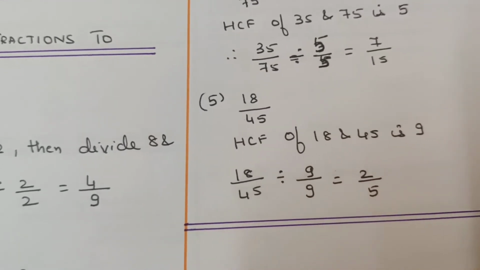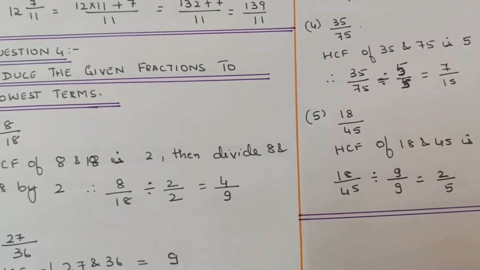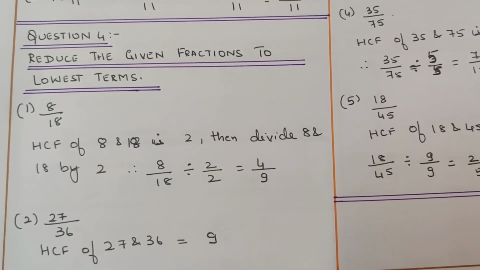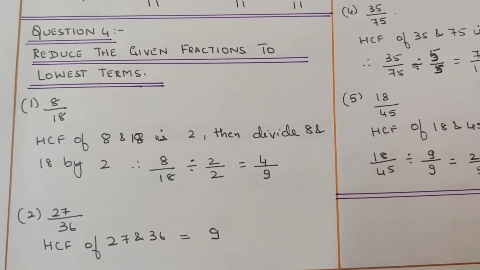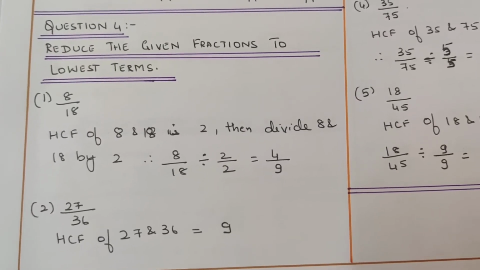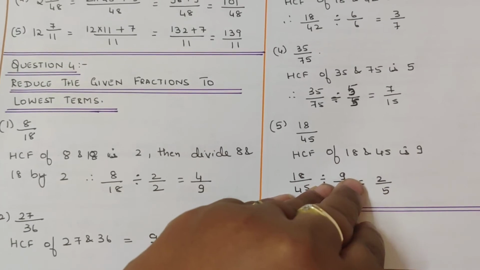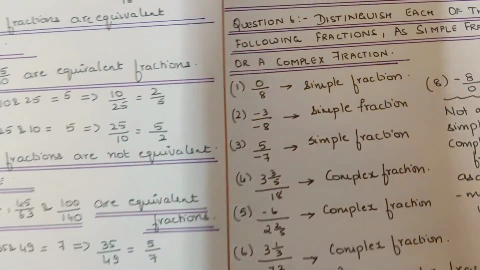Hope this is clear. Again, I repeat, whenever they give you to reduce the fraction into the lowest term, you just find the HCF and then divide the numerator and the denominator by the HCF, and you get the fraction which is in the lowest form.